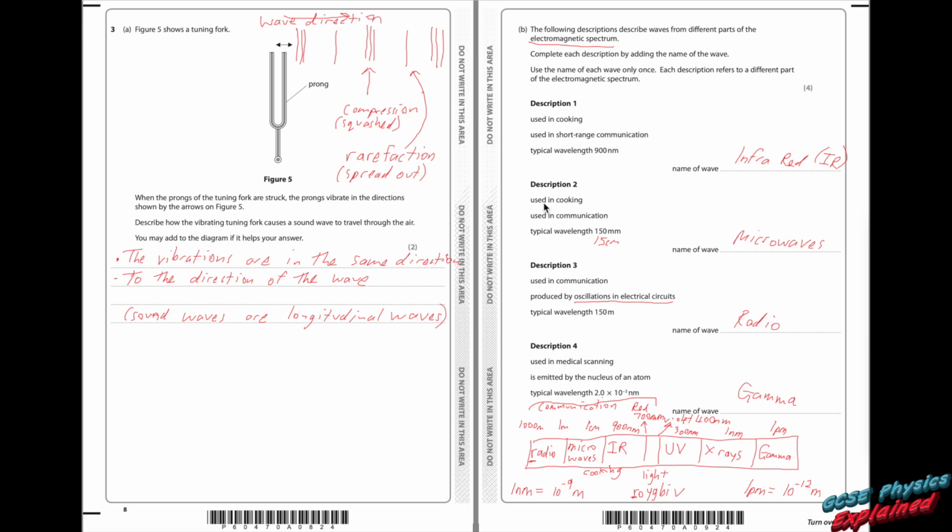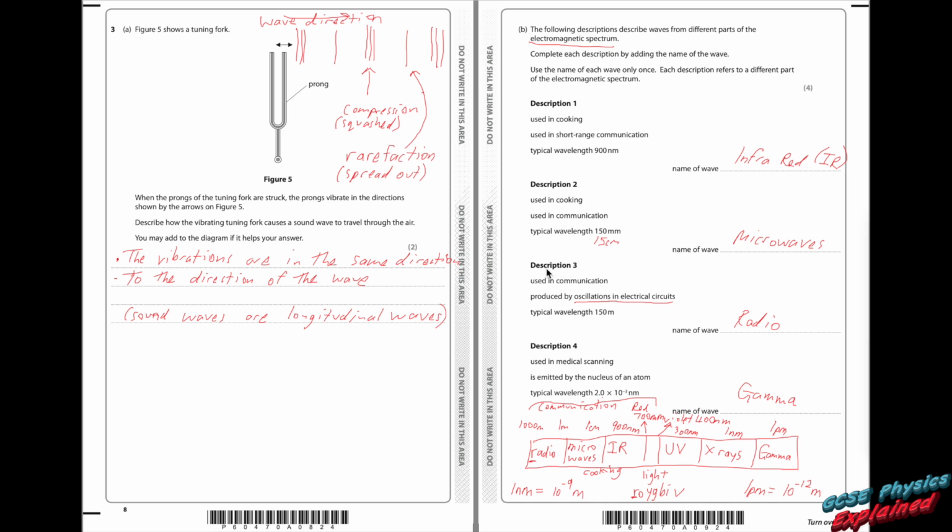Wave 2 is used for cooking. Okay, so again, microwaves or infrared. We've already used infrared, so the chances are it's going to be microwaves. It's used in communication, and the typical wavelength is 150 millimeters, which is 15 centimeters. So that's microwaves. Microwaves are in the range of round about a centimeter long.